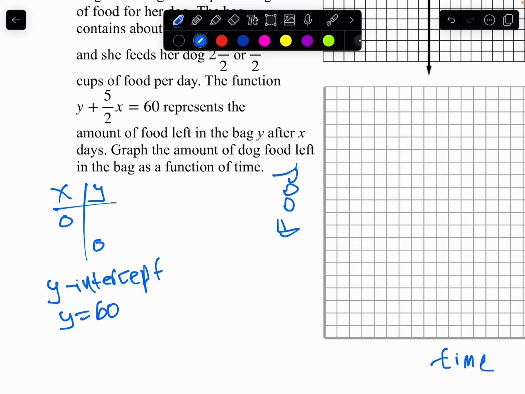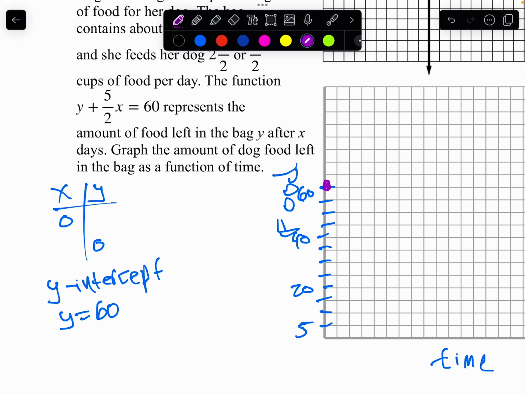And I think what I'll do is count by 5s. I think that would be a nice one. So 5. Now, I'm counting by 5s. Doesn't mean I have to write down every number every time. So go 5, 10, 15, 20, 25, 30, 35, 40, 45, 50, 55, 60. And there's my y-intercept at 60.